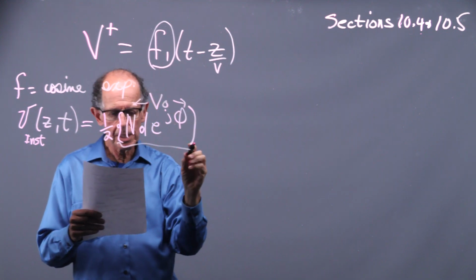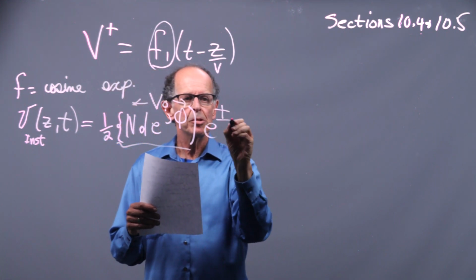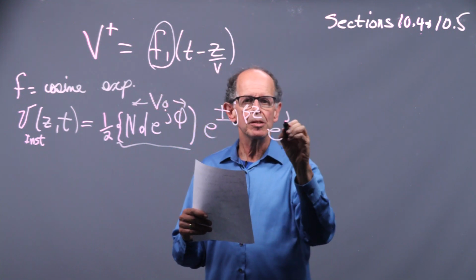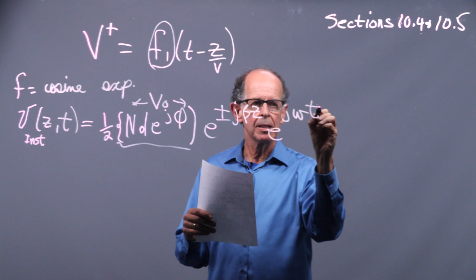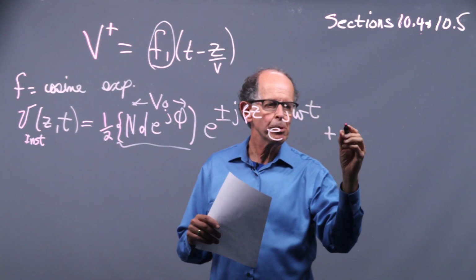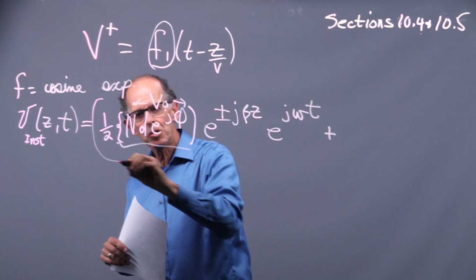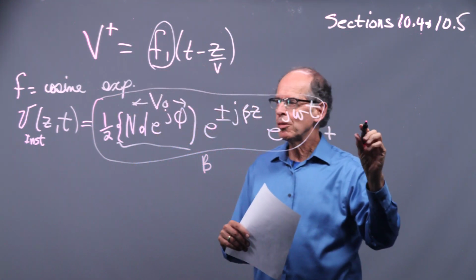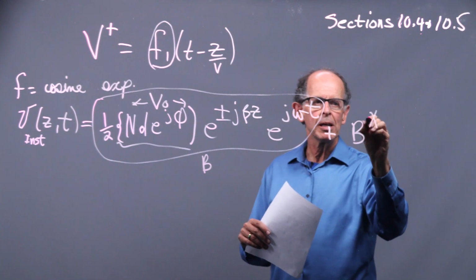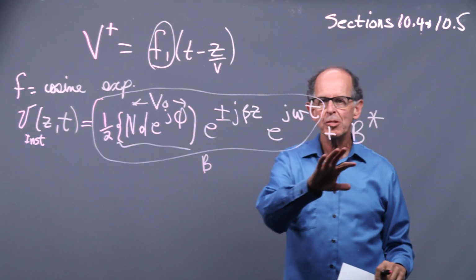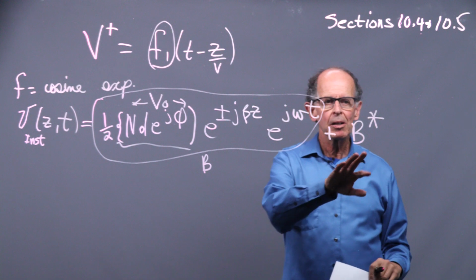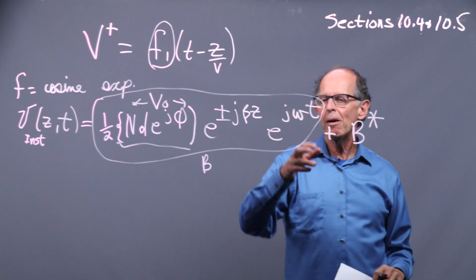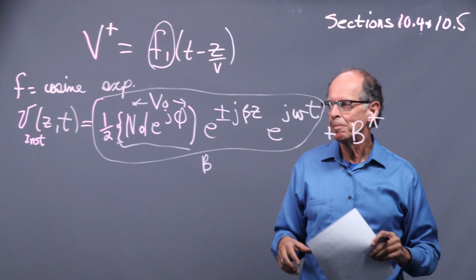This whole term here, e to the plus or minus j beta z times e to the j omega t, plus the complex conjugate. So if we call this whole thing B, then this is going to be B star. In the book it's not clear because it says CC and it's gone over real quick, but you'll recognize this as the real part of this complex exponential.